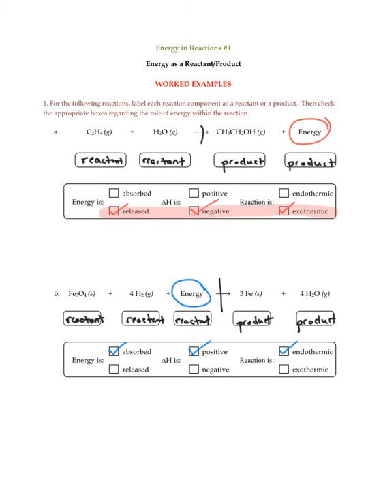So again, what we see here is that these top three go together, right? If you have an endothermic reaction, you have a positive delta H always, and energy is absorbed. So again, I want you to get used to being able to talk about energy using any of these terms and making sure that you can link them together. So take care of this exercise because there are more to come.